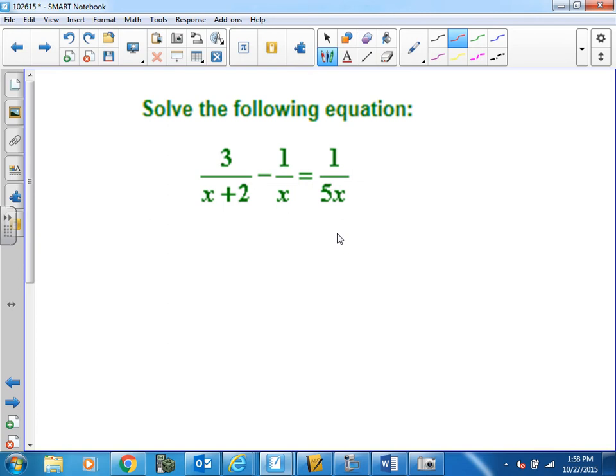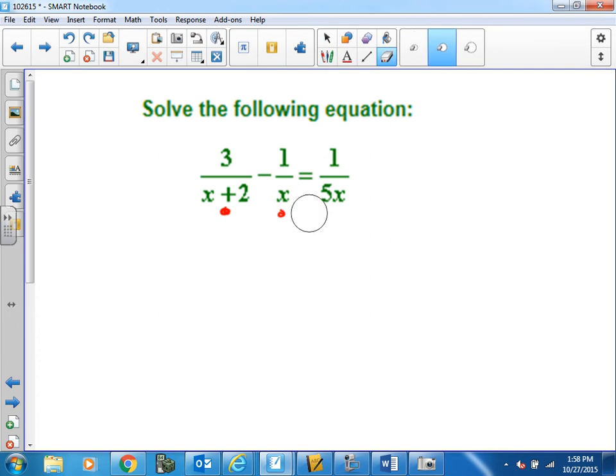Another method we talked about is to get rid of these denominators by multiplying by a common denominator. Now, a common denominator here, our denominators are x plus 2, x, and 5x. It's going to be a little bit more difficult, but you can always find a common denominator by multiplying the 3 denominators, or however many denominators there are, together, and that'll give you a common denominator. Might not be the least common denominator, but it will be a common denominator.